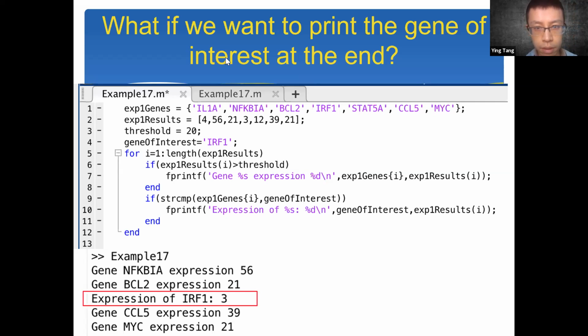Yeah, I got an answer here. Could we put the string comparison in a separate loop after the threshold comparison? Yeah, it's a good question. We can have another loop, and then only compare the gene in the other loop. However, the cost is that you need to have two loops. So with two loops, the computational time doubles. And here we don't have any feeling about that.